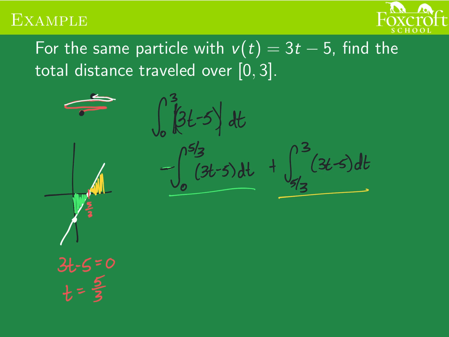So now my answer is going to be negative, oops, use the correct antiderivative, 3/2 t squared minus 5t, evaluated from 0 to 5/3. I'm going to add 3/2 t squared minus 5t, evaluated from 5/3 to 3. Again, the 0 part of this is going to end up going away.